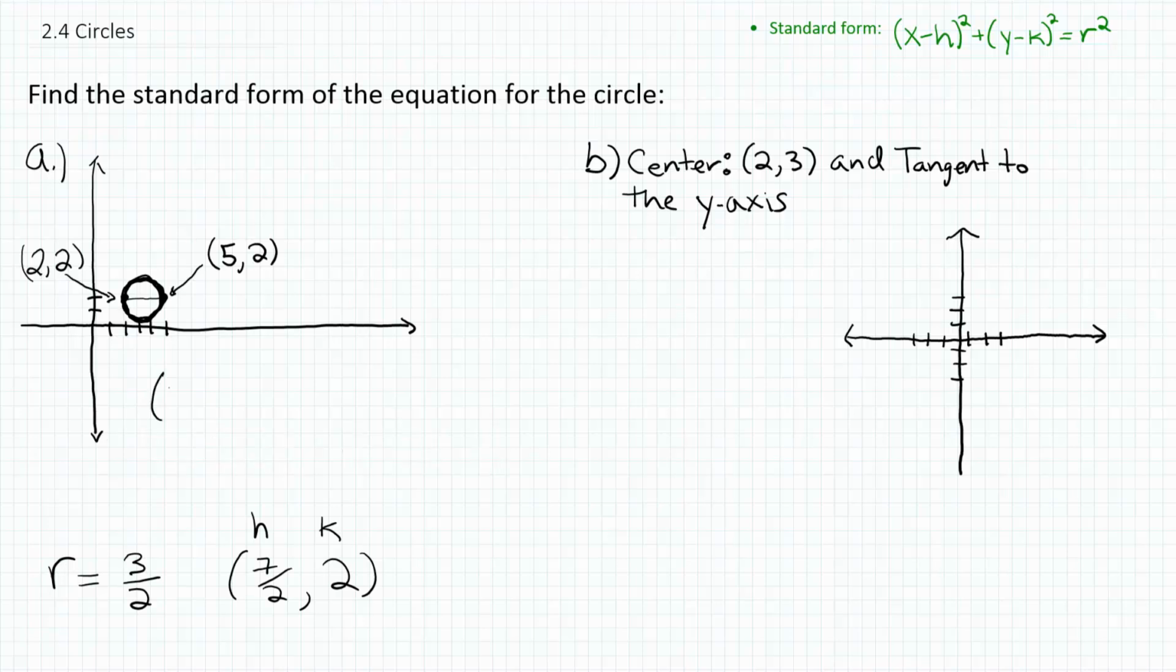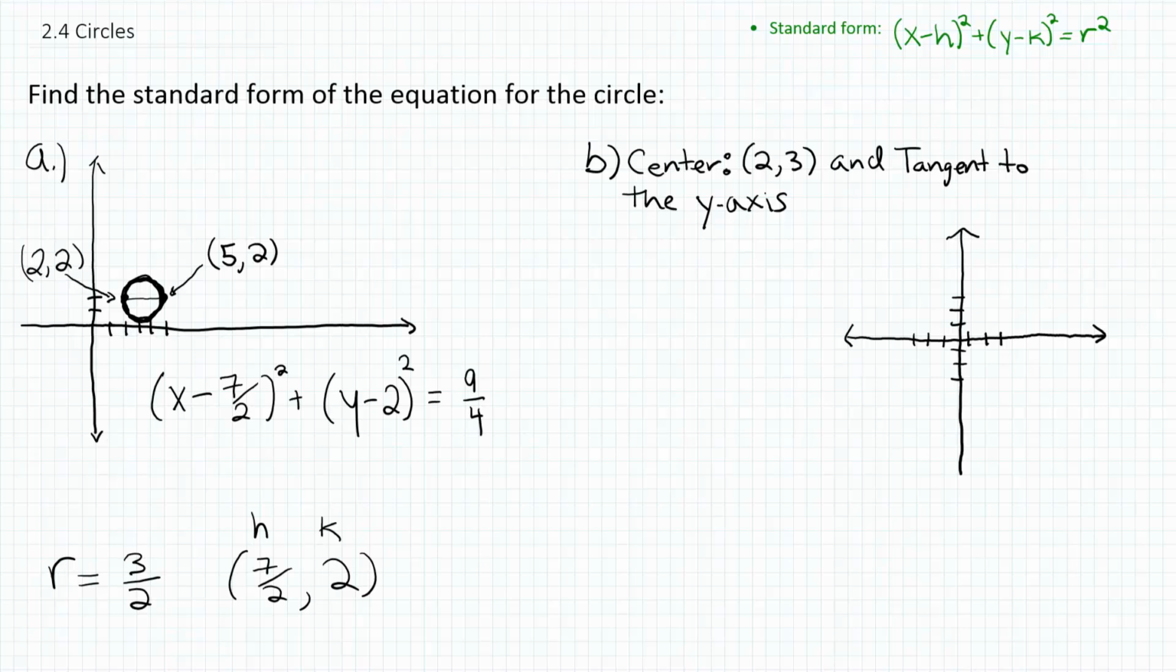Okay, so it'll end up giving us x minus the h part of our center, which is going to be 7/2 squared, plus y minus the k part of our center, which is 2 squared, and that'll be equal to r squared. R squared, of course, would be the square of 3/2. That'll give you 9/4 if you square both the top and the bottom of that fraction. And so that's the equation of that circle in standard form.